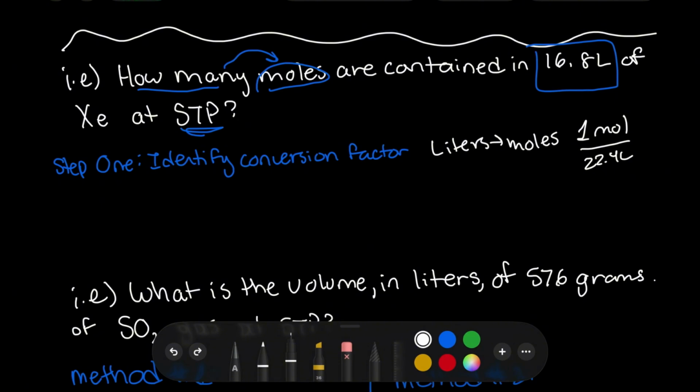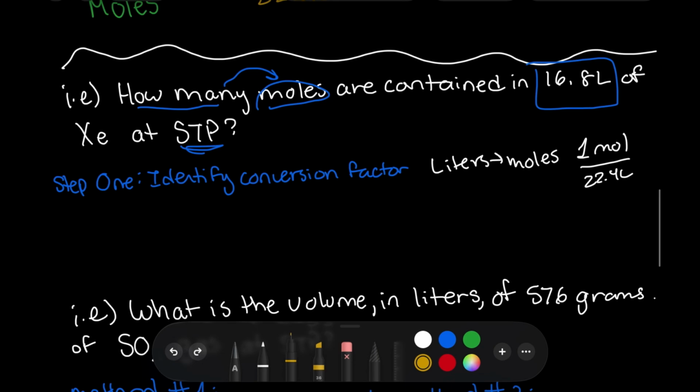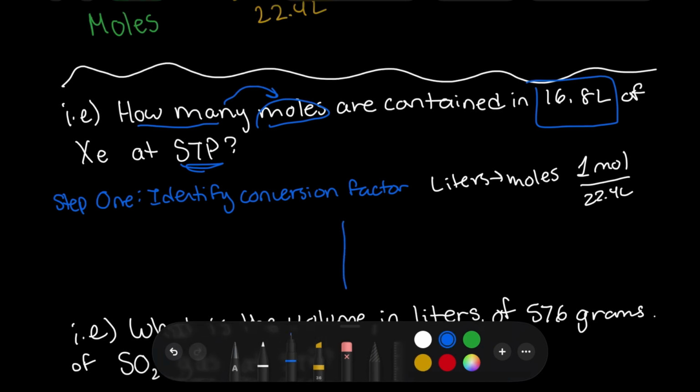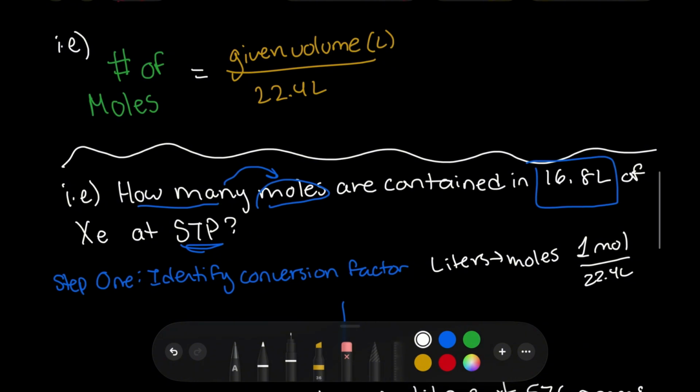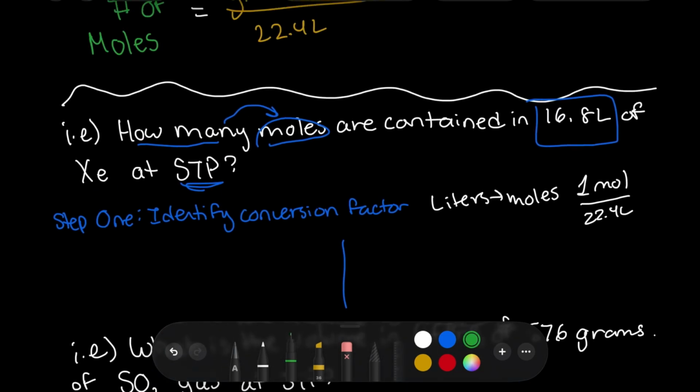So here's what we have to do. We have to get our given value of liters. We can do this 2 ways. The first way is by using this equation up here. The number of moles is equal to the given volume over 22.4 liters. We don't know how many moles there are, so we can leave that as x. It's equal to the given volume, and the question told us it's 16.8 liters. Then our constant would be 22.4 liters. These will cancel out, and our x value would end up being 0.75 moles.